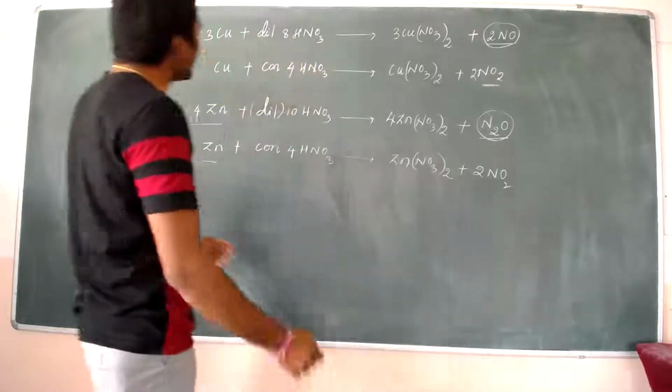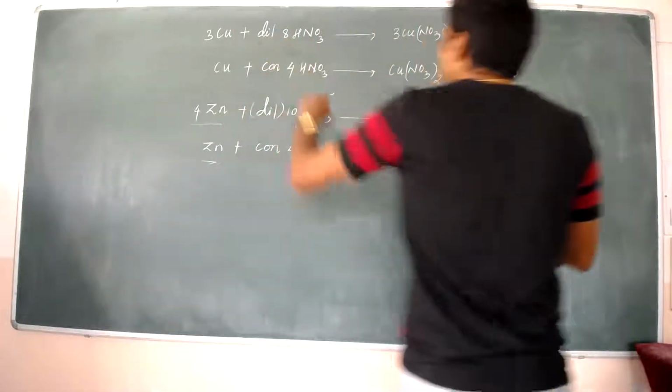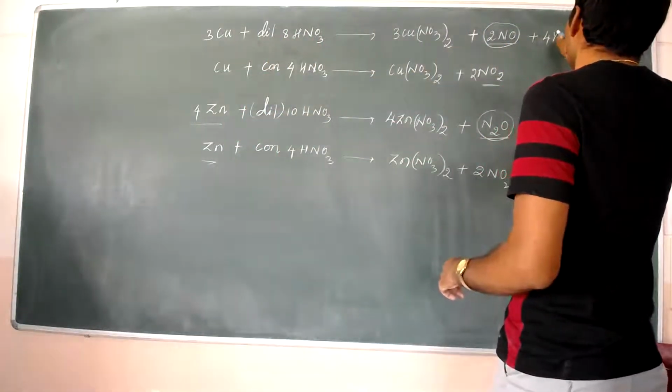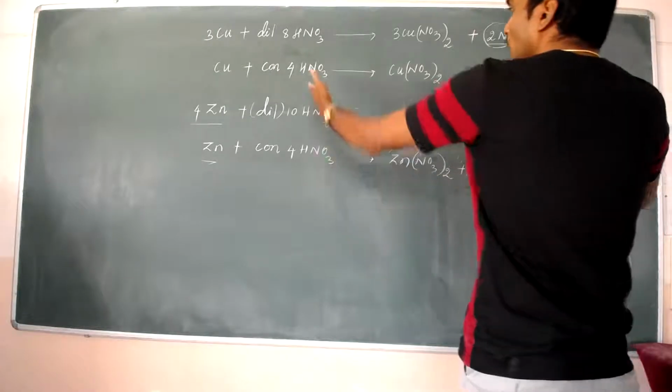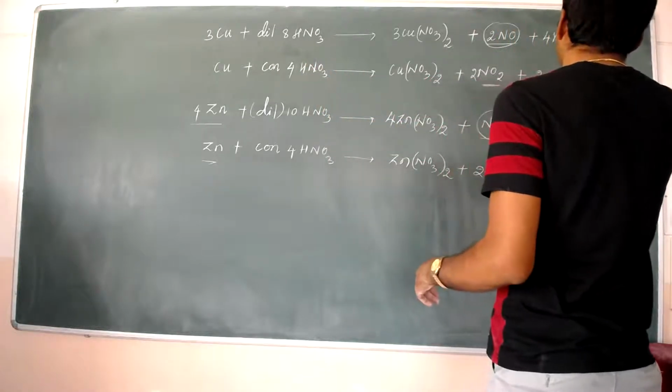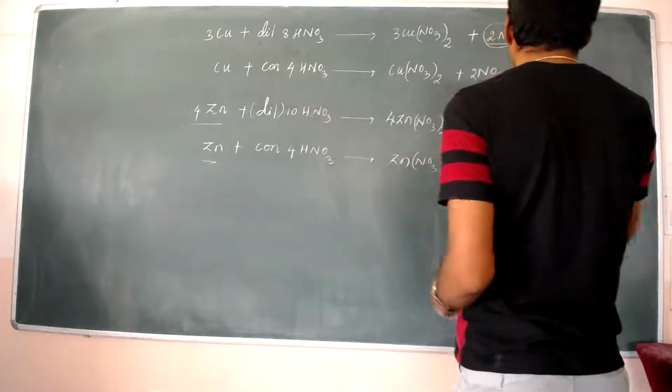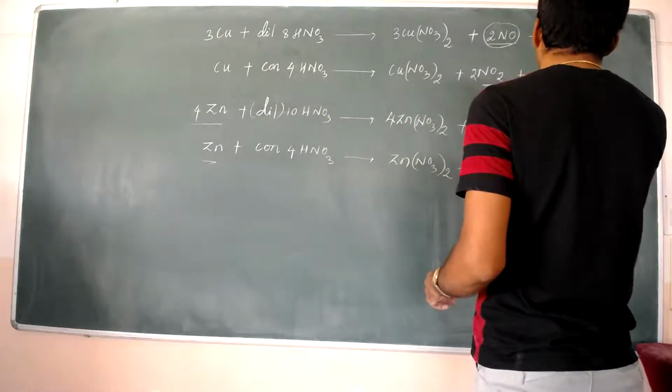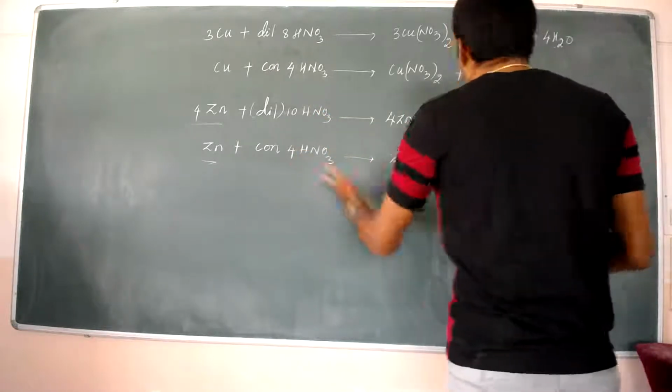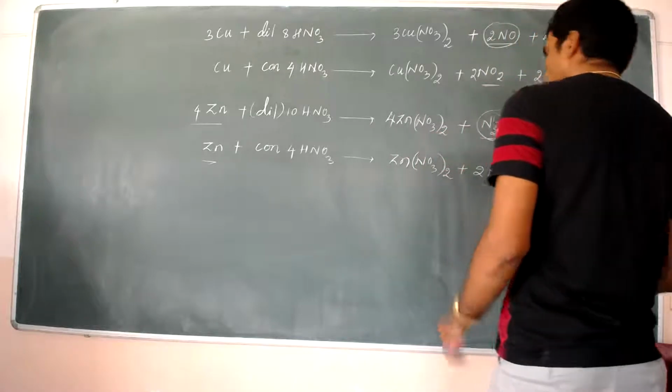Now see here how many hydrogens? 8 hydrogens, so 4 moles of water will be formed. Here 4 hydrogens, 2 moles of water will be formed. And here 10 moles, then 5 moles of water will be formed. Here 4 moles, 2 moles of water will be formed.